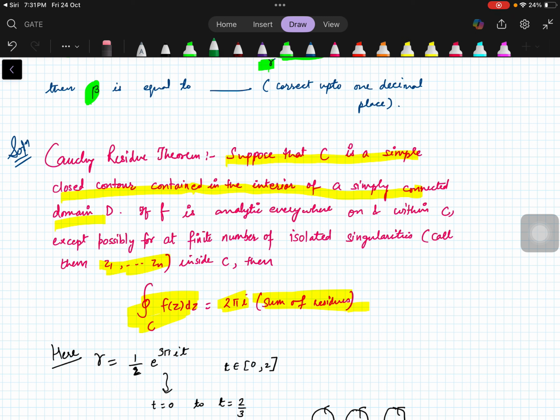So what is the meaning? It says that if you have a simple curve and a function f(z) which is analytic everywhere except at some poles, isolated singularities, then the integral of f(z) along this curve C would be equal to 2 pi iota times the sum of residues. What residues are, we are going to look at.